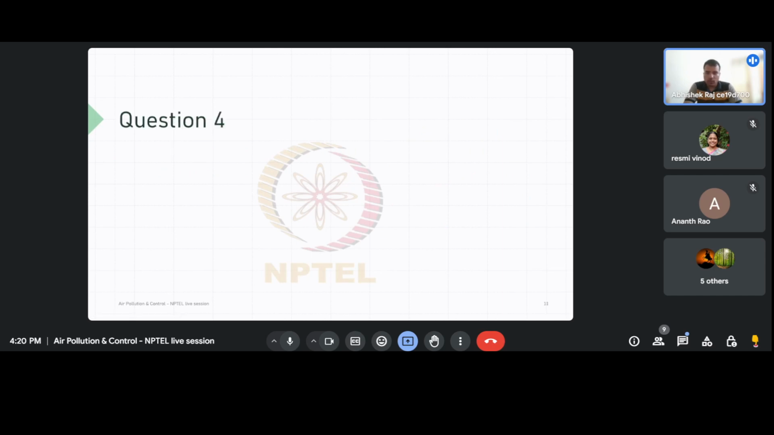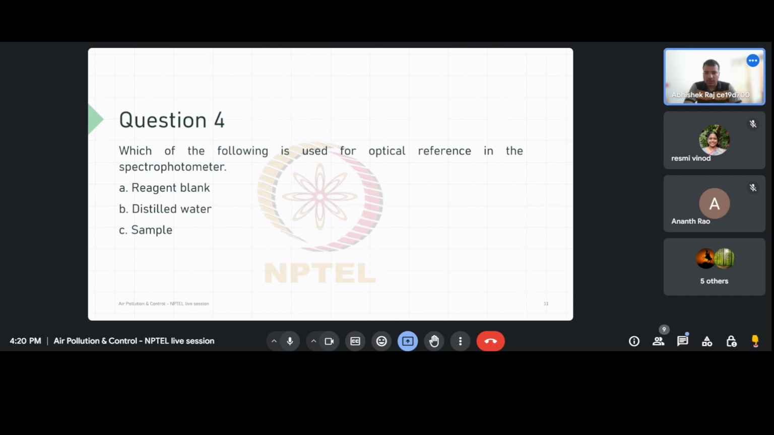Moving to question number 4 now. Which of the following is used for optical reference in the spectrophotometer? Reagent blank, distilled water, sample, and tap water.